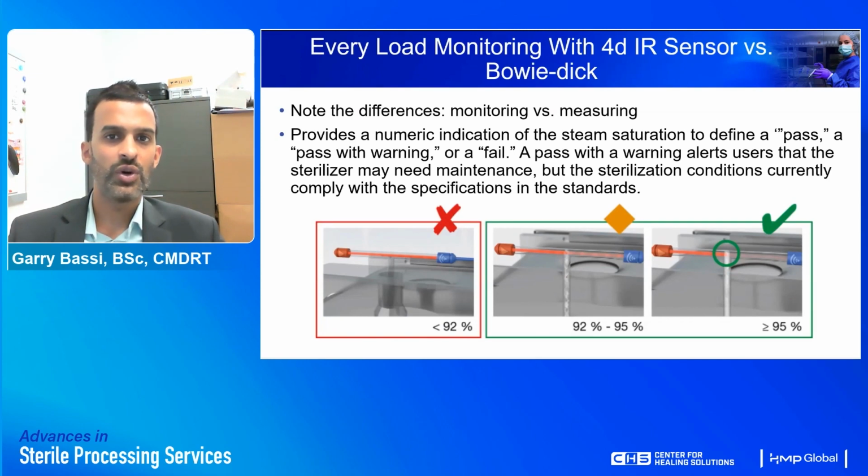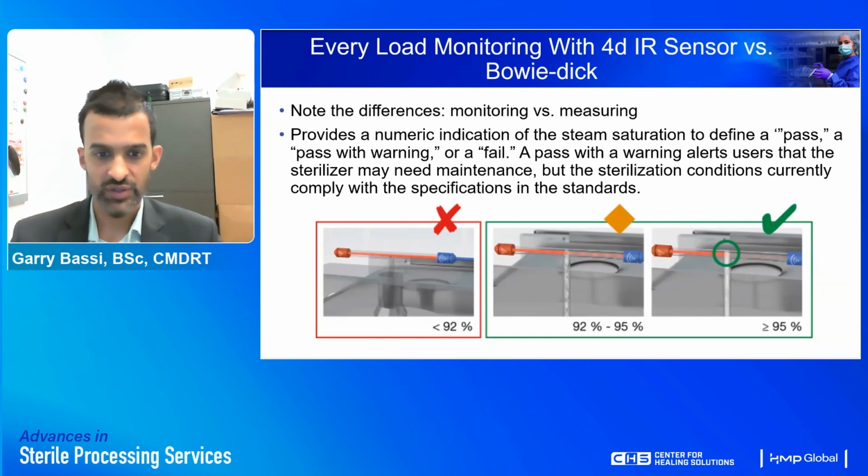This device allows you to do every load monitoring with a 4D infrared sensor. Let's look at how different this is compared to our regular Bowie-Dick test. Note the differences, monitoring versus measuring. This provides a numeric indication of steam saturation to define a pass, a pass with warning, or a fail. A pass with a warning alerts users that steam sterilization may need maintenance, but the sterilization conditions currently comply with the specifications and the standards.